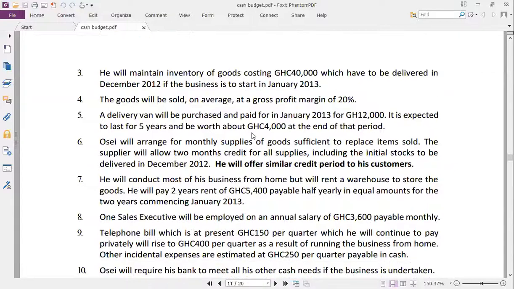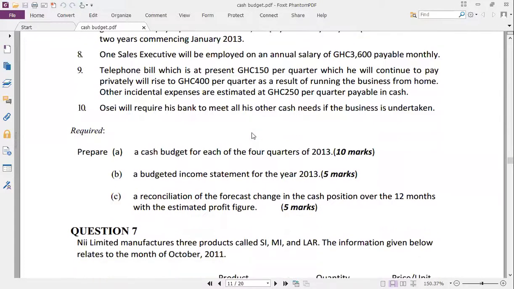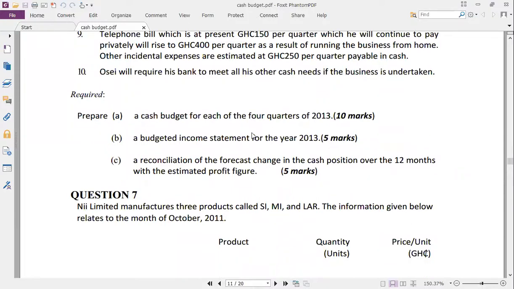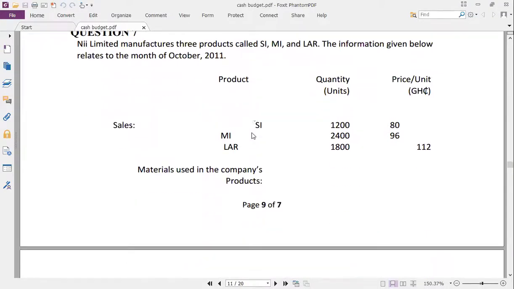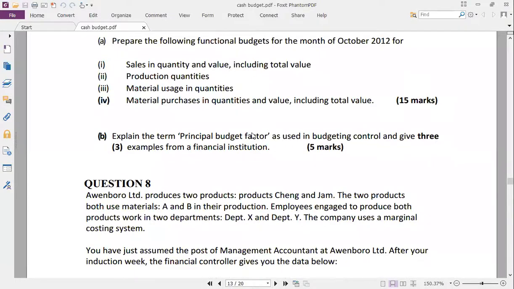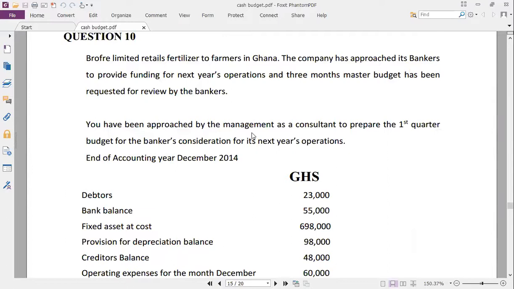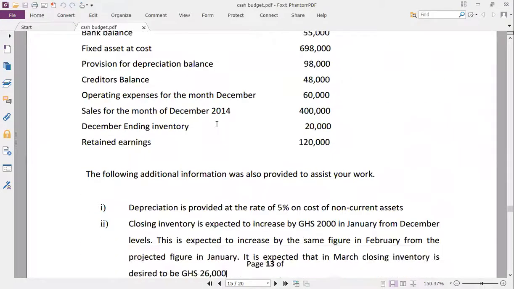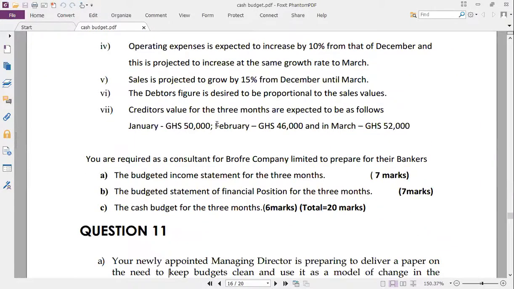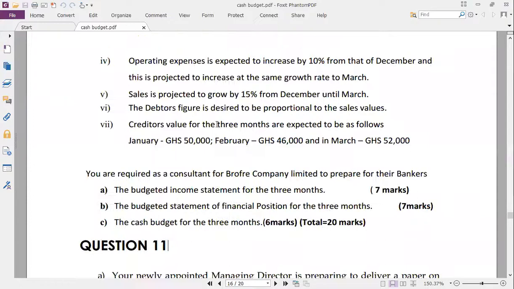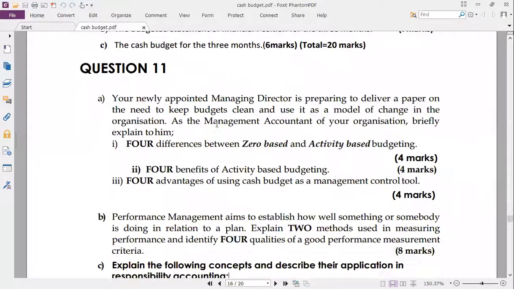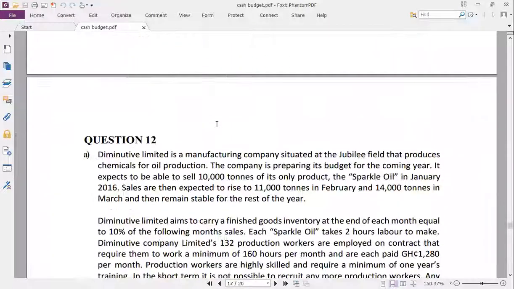Question 6 is a master budget. Kindly try that one for me. Question 7, functional budget. Question 8, still functional budget. Question 9, master budget. Kindly try that one also for me. Question 10, master budget, buffer limited. One of the videos contains this solution. You can try that one. This is November 2015, and the previous one was November 2014. The rest are yours.